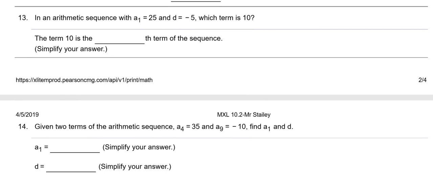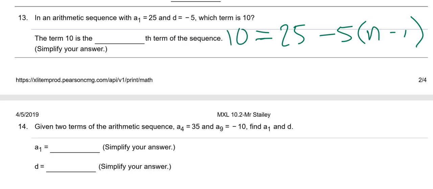Let's see what we got for 13. In an arithmetic sequence, with the first term being 25 and the common difference being -5, which term is 10? So in this particular question, you're starting down the path, first term 25, common difference -5. And which term is the 10th term? Oh, I put the 10 in the wrong spot. Stop me, that's terrible.